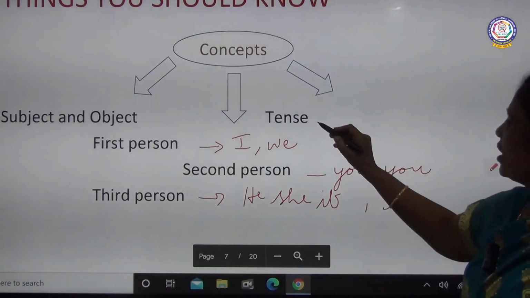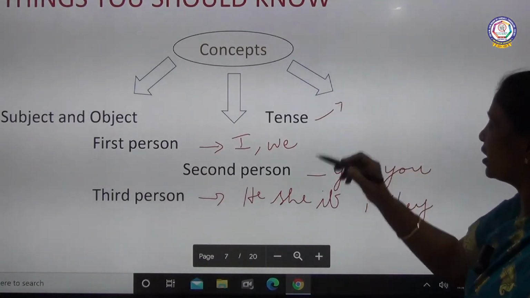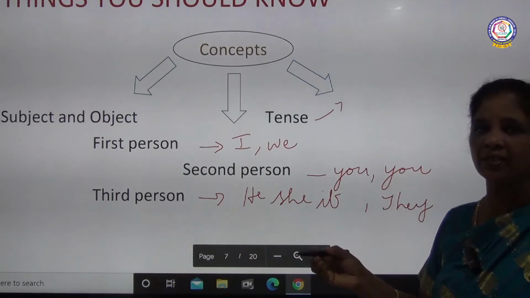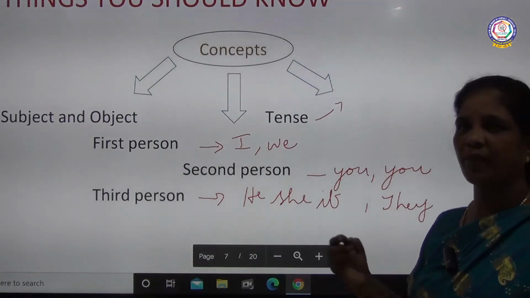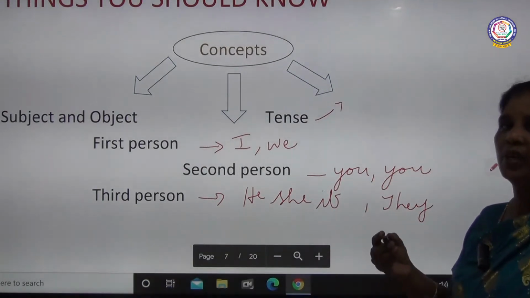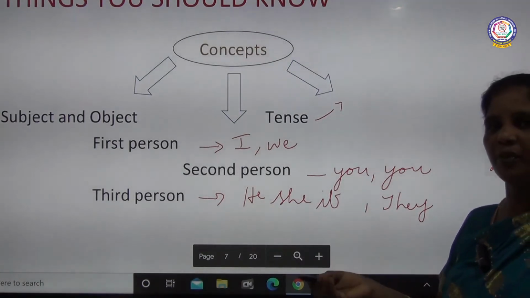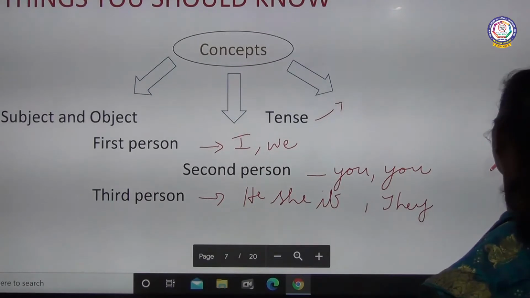And see here there will be a change in the tense also. You will be learning in the next tense. Simple present will be changed into simple past, simple past will be past perfect. So like that present continuous will be past continuous, present perfect continuous will be past perfect continuous. You will be having changes.